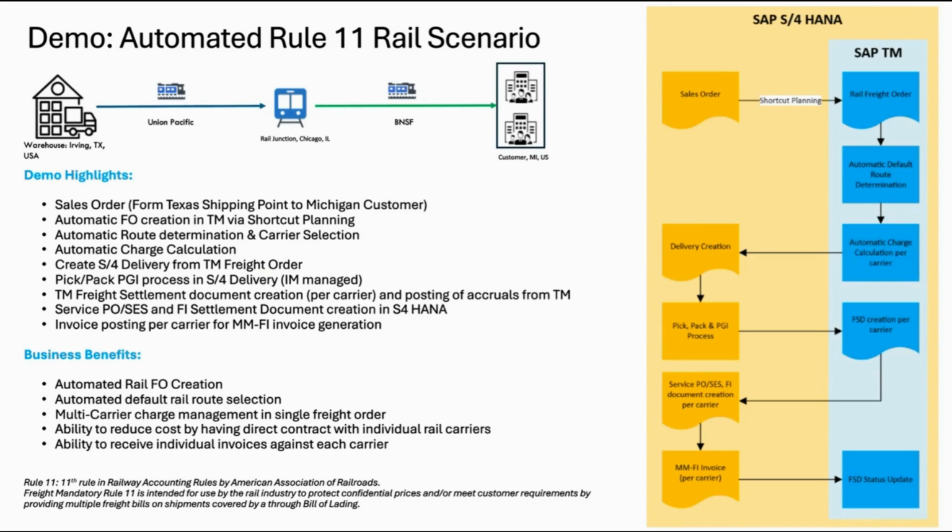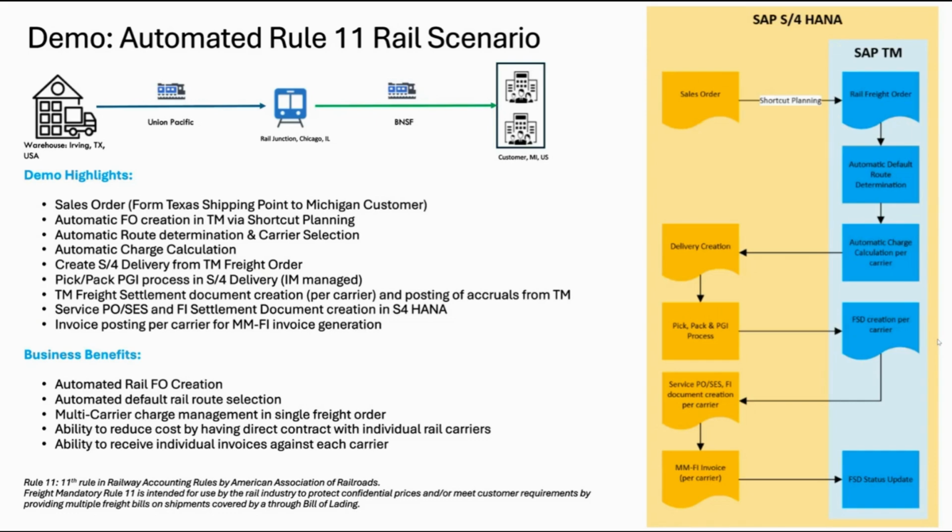As you know, in North America, rail movements require multiple railroad services to reach the end customer in most scenarios. So in today's demo, we will be creating a sales order moving from Irving, Texas, to a customer in Detroit, Michigan. And we will be doing something called shortcut planning. In this scenario, there won't be any freight units, and we'll be creating a freight order directly.